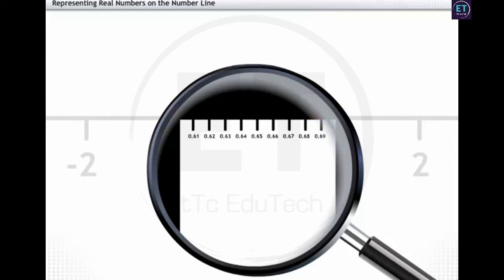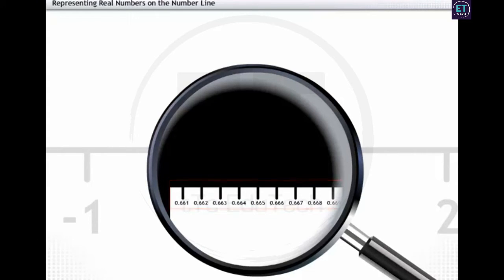Again, focus this section on the number line. Let's divide the section into 10 equal parts again. Represent these parts as shown. Now the decimal expansion lies in this section of the number line.